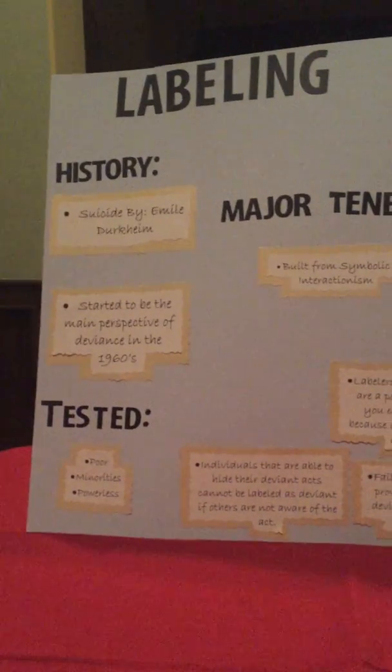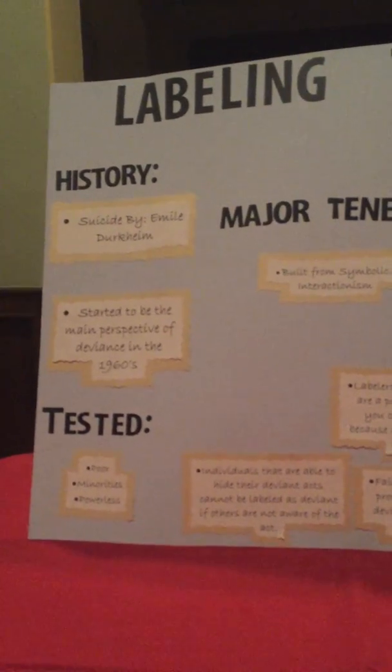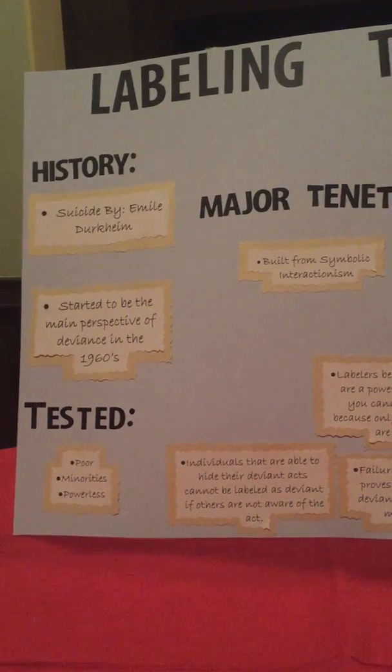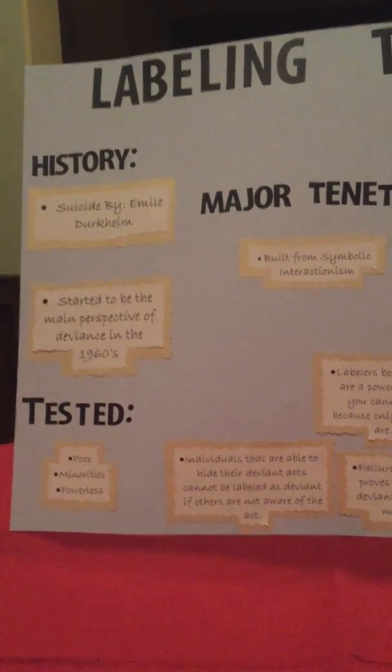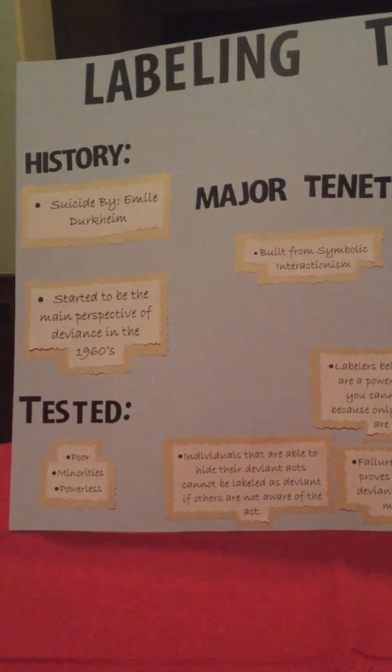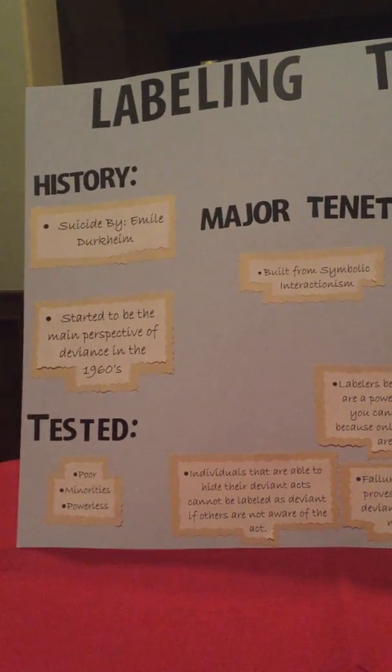The labeling theory was not really introduced or researched until the 1960s, but this was not the first time that the idea was proposed by an individual. Emil Durkheim released the book Suicide in 1897, and he described something very similar to what sociologists in the 60s now refer to as the labeling theory.